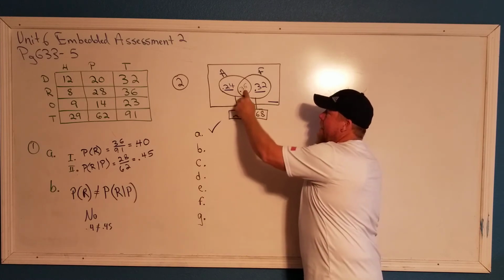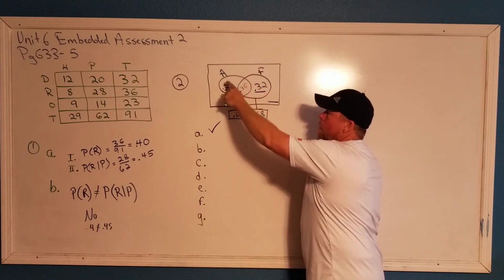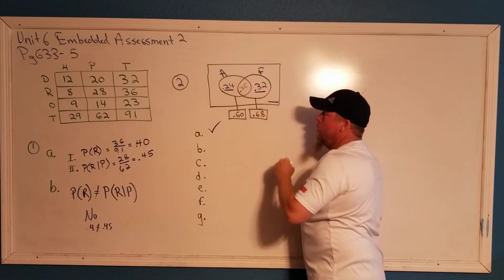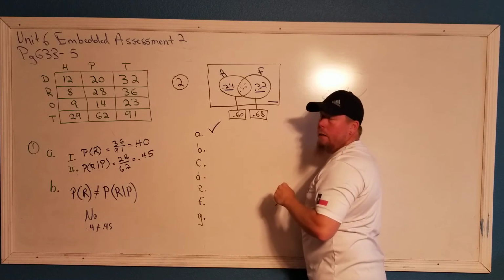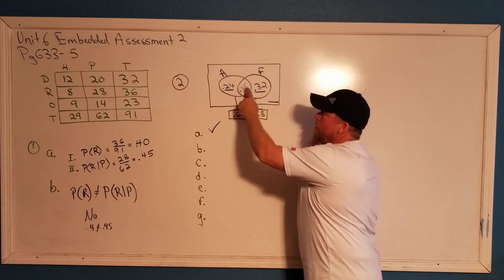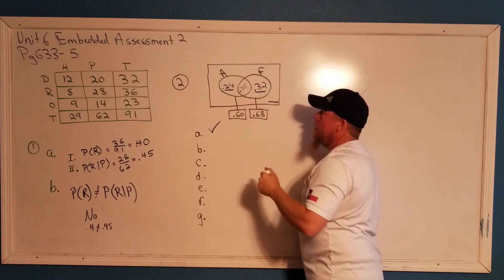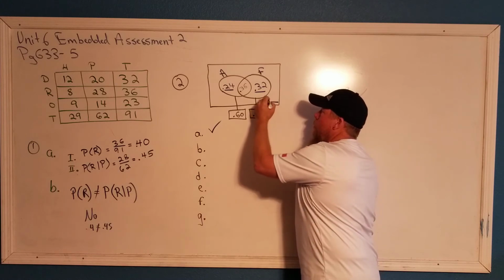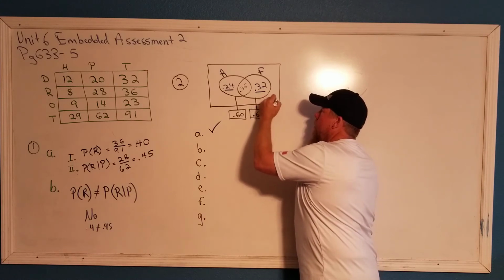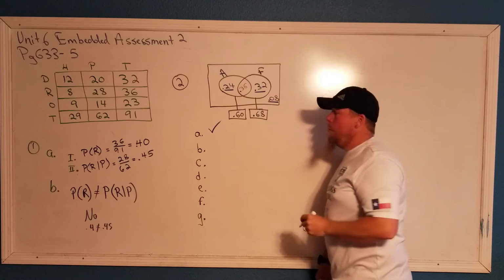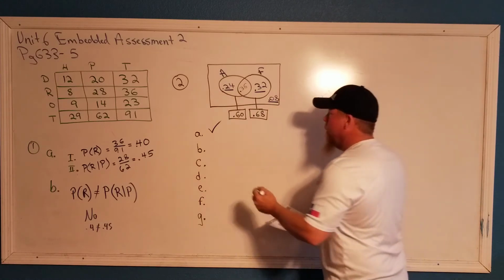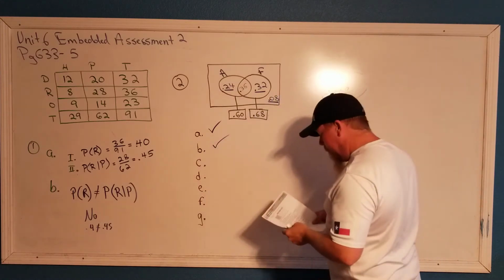I'm simply going to add these 3 across because that's going to give me my OR. And then the complement of my OR is going to give me what's outside, okay? And that's what's over here. So 24 plus 36 is 60, plus 32 is 92. So if I get 1 minus 0.92, I get 0.08. All right, hopefully that makes sense. So we've done B, check.